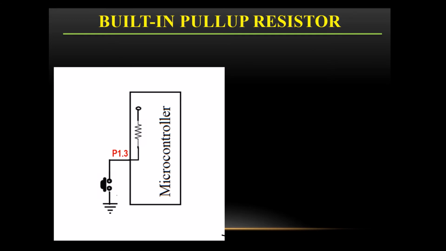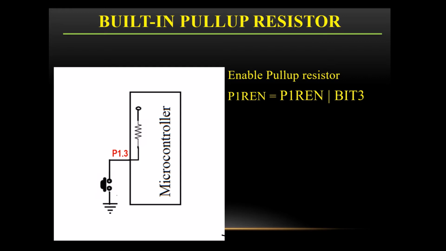Let's say we are referring to the P1.3 pin and we want to enable the pull-up resistor. Then we have to use the command P1REN = P1REN | BIT3 so that we can enable the pull-up or pull-down resistor, but we want to enable only the pull-up resistor, so we have to set the third bit of P1OUT as 1. So we have to use the command P1OUT = P1OUT | BIT3.